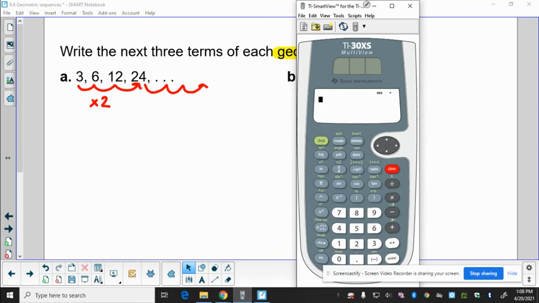So let's go to our calculator. You can do this a lot of ways. You can put the first number in there, set the pattern, and we should start seeing all these numbers. And we do. Here comes the next 3 numbers: 48, 96, 192.